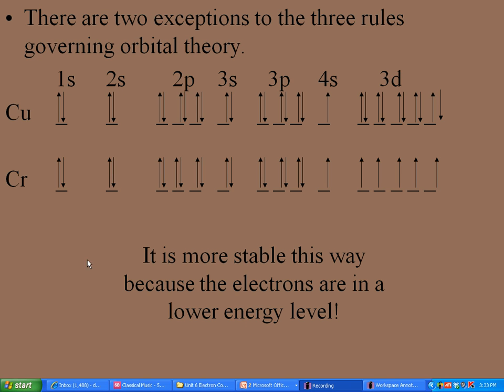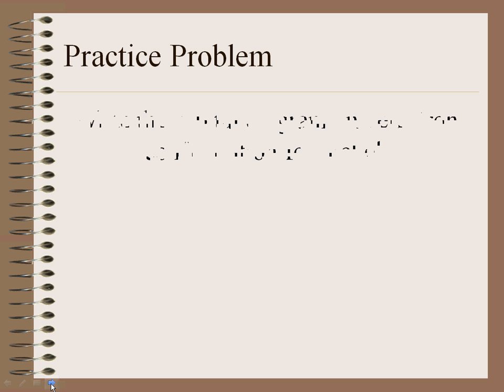And I now have a more stable ion because the electrons are in a lower energy level. And this one's half full, and this one's half full, and everybody's happy. This one is completely full, this one's half full, everybody is completely happy. You must know those exceptions. Memorize them, you have to.